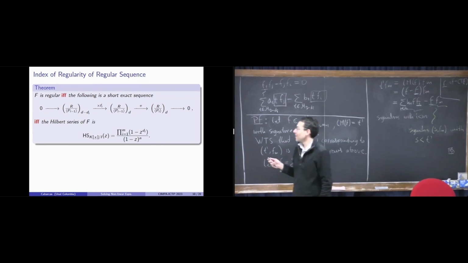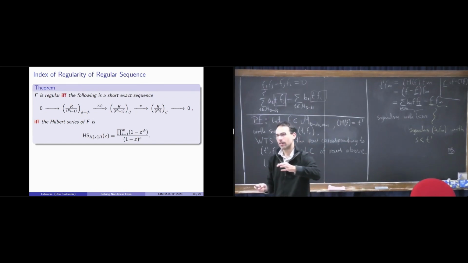Okay, and we know a lot more than that about the regular sequences. So F is regular if and only if the following is a short exact sequence. This map here is multiplication by Fi, and this one here is the natural projection when we add one more polynomial to the quotient.